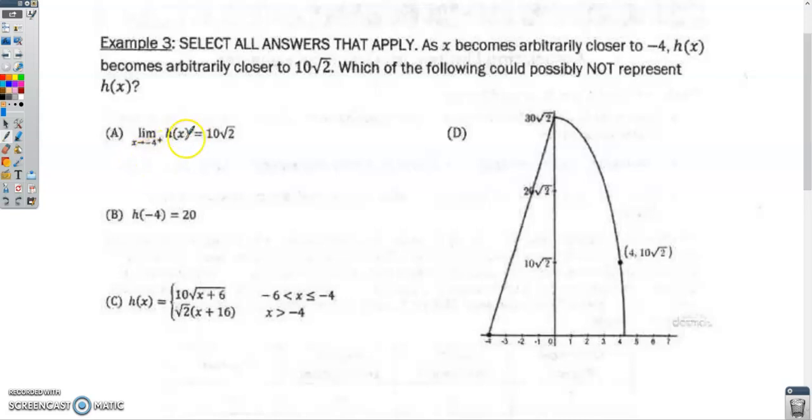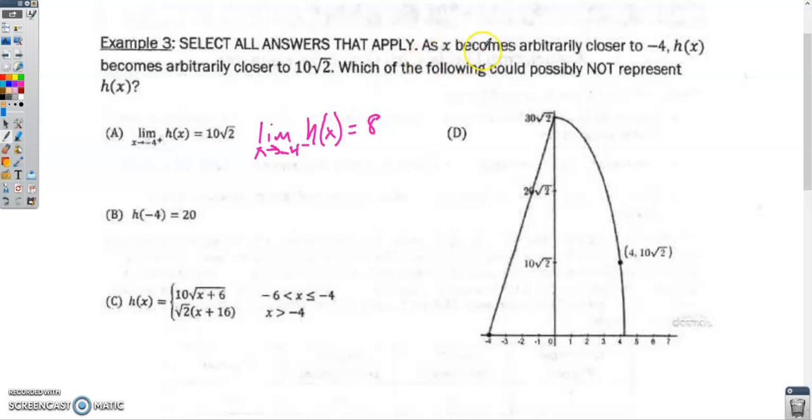Now, here in part A, we see that the limit as x approaches negative 4 from the right is indeed 10 root 2. But what if, say, the limit as x approaches negative 4 from the left approaches some other value, like 8? Then we would not really be correct in saying that as x becomes arbitrarily closer to negative 4, h of x becomes arbitrarily closer to 10 root 2. It does from one side, but not from the other, and so really it's not appropriate to say that h of x becomes arbitrarily closer to any value if I have those two situations.